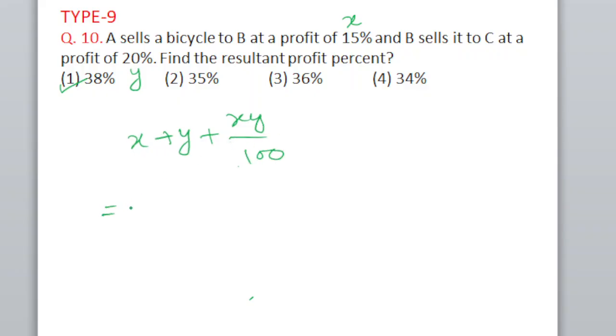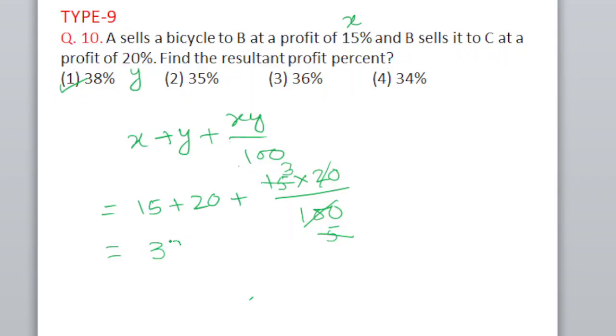So that is equal to 15 plus 20 plus 15 into 20 by 100. 5 20s are 100, 5 3s are 15. So that means there is 38%. Now here it is resultant percent, so that is equal to 38%.